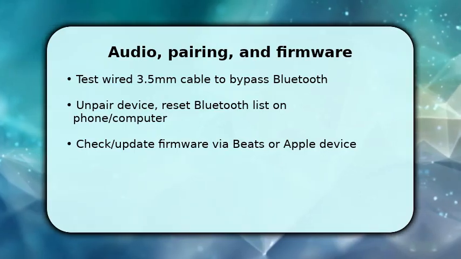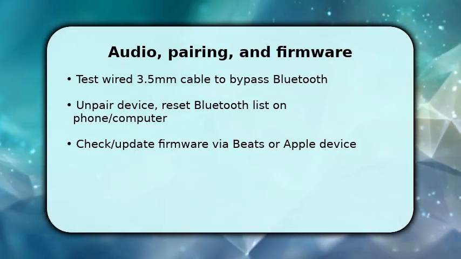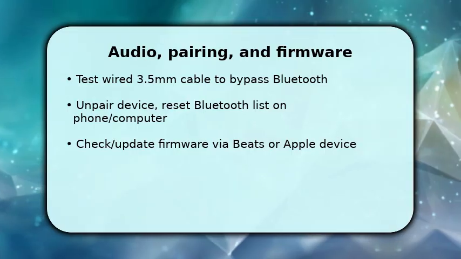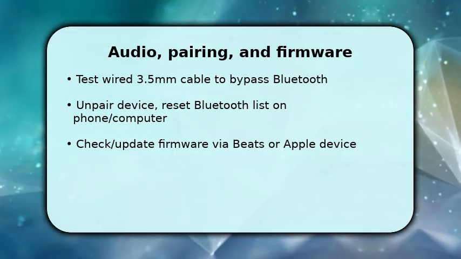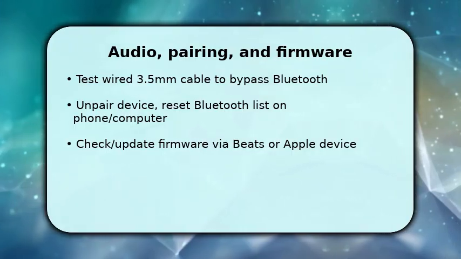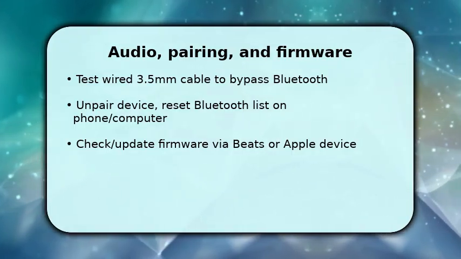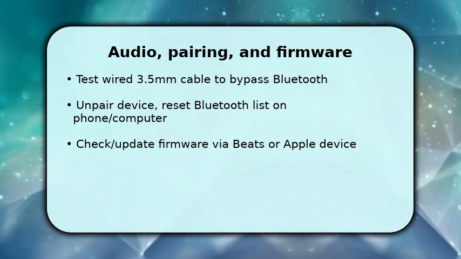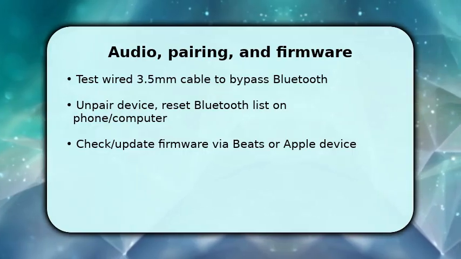You should unpair the Beats from all devices and clear Bluetooth caches on your phone or computer, then re-pair cleanly to remove profile conflicts. Make sure to check for firmware updates through your connected Apple device or Beats app. Firmware fixes many audio dropouts and ANC behavior, so updating often resolves subtle glitches.